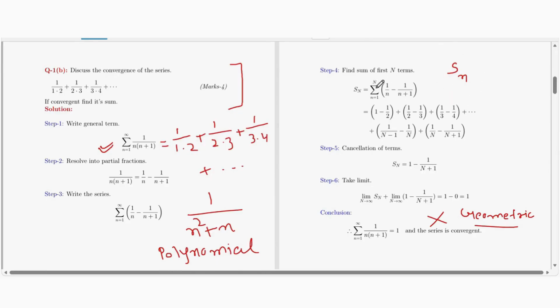Sn means sum of first n terms. Now what is the Sn method? In this method we have to find the sum of first n terms of the series. Now on this apply limit n tends to infinity. Okay, so now if this value is some finite number, then what do we conclude? Then the series is convergent. Okay, and this limit value gives the sum of the series.